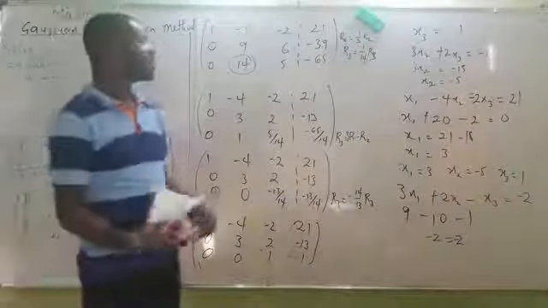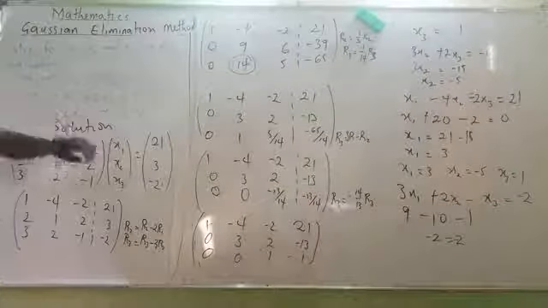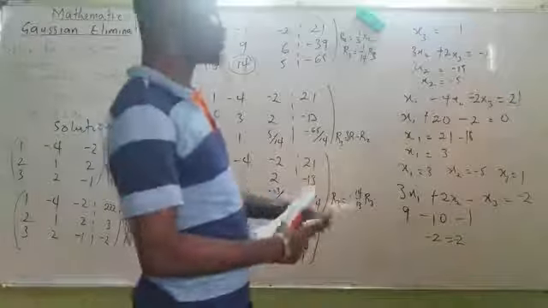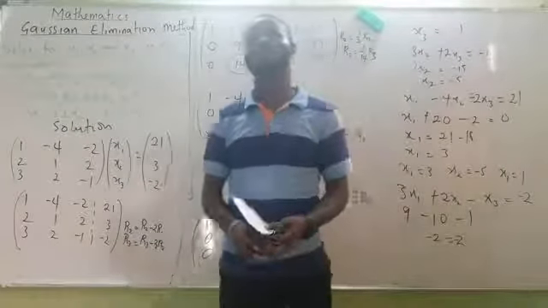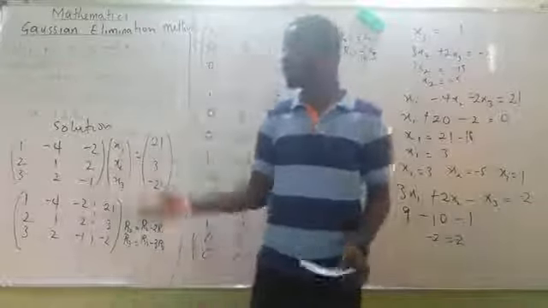Can you see why Gaussian elimination method is very simple? Before I end this part of Gaussian, I will try to solve four unknown variable equation on the next video.